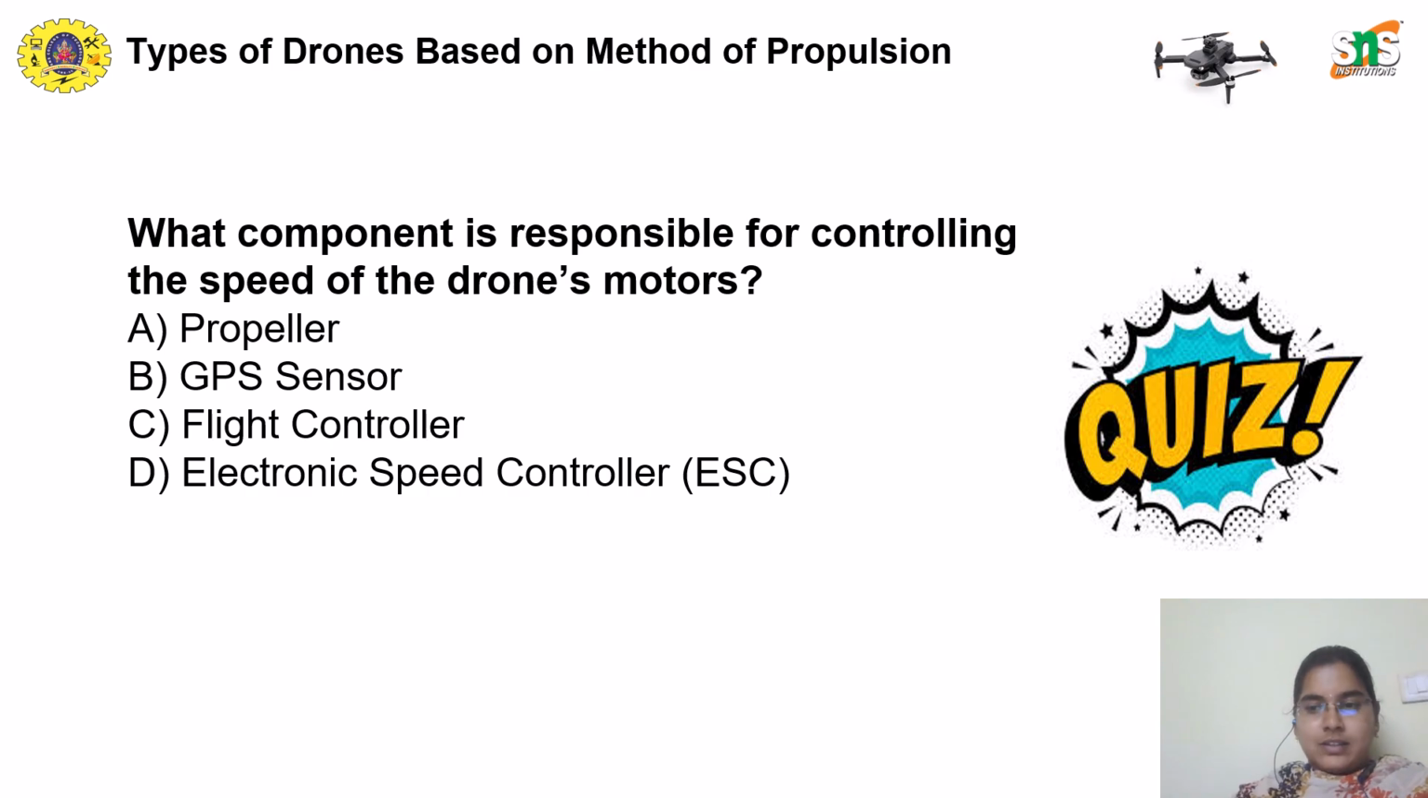Before concluding, let us have a brainstorming question. Which component is responsible for controlling the speed of the drone's motor? As we recollected, once the flight controller gives the command to the electronic speed controller, the ESC controls the speed of the drone's motor. So the answer is the electronic speed controller. In the next lecture we will discuss the other types of drones based on the method of propulsion. Now we will wind up here. Thank you.